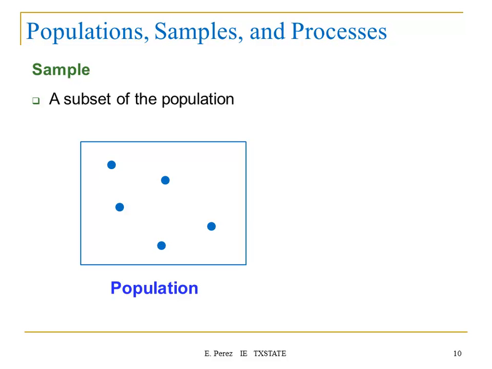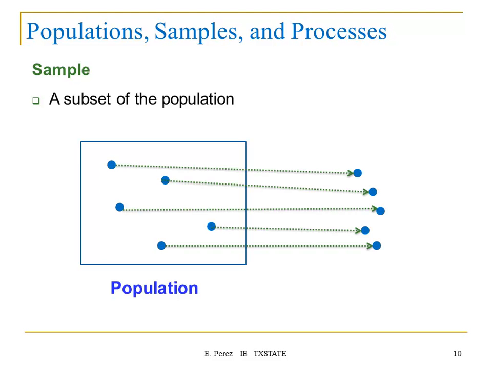Okay, so a sample, again, is a subset of the population. So let's say this square or rectangle contains all the units that make up your population. If you grab some of those units, you can create a sample. And our objective is to use that sample to make conclusions and recommendations for the population, but only analyzing a small sample. Any questions so far?